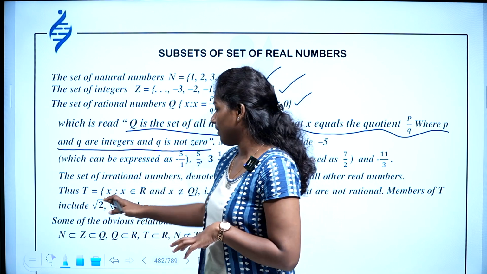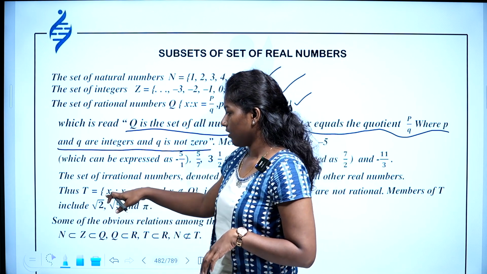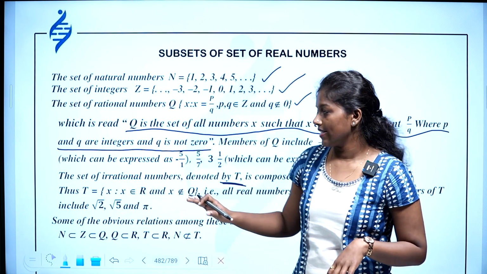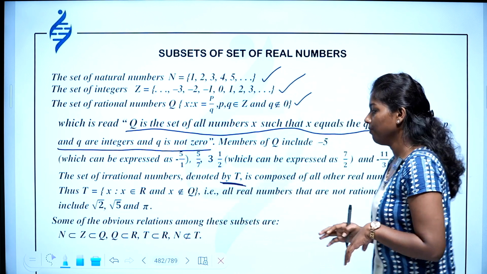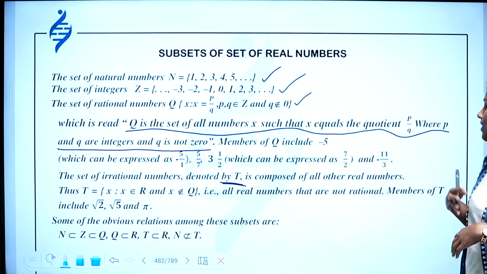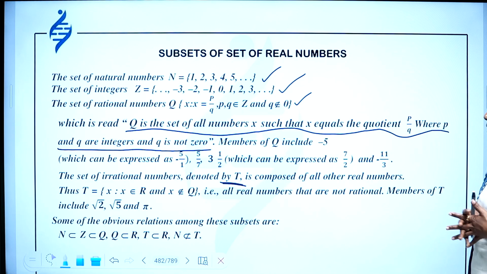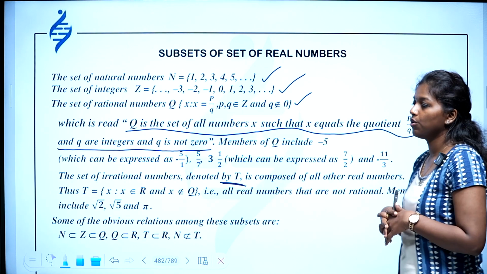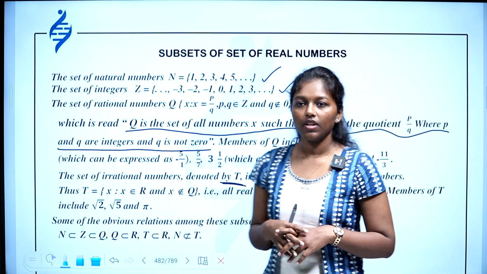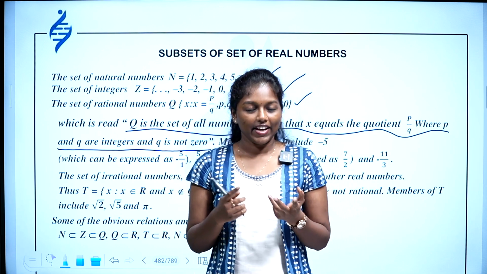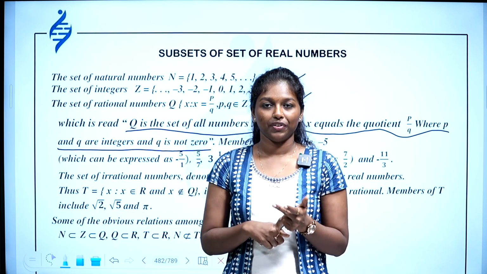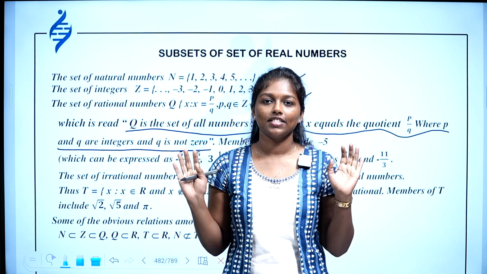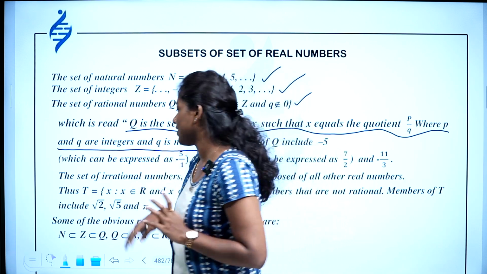Okay, so you have to write it like this: the set of all x such that x belongs to R and x does not belong to Q. That is, all real numbers that are not rational. Then members of T include root 2, root 5, pi. We have learned our irrational numbers are root 2, root 5, pi. All these are examples of irrational numbers.